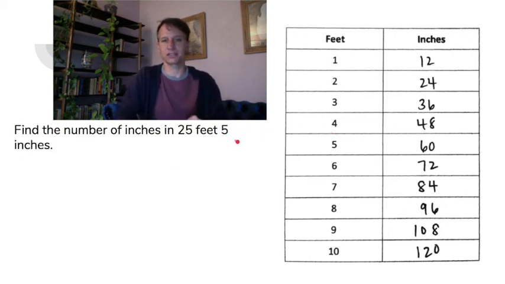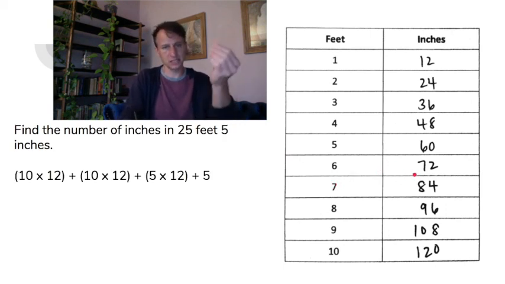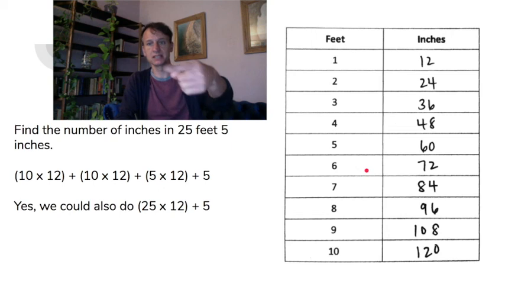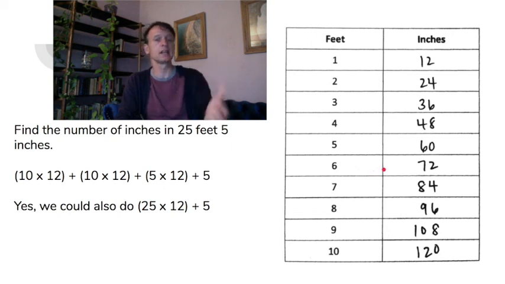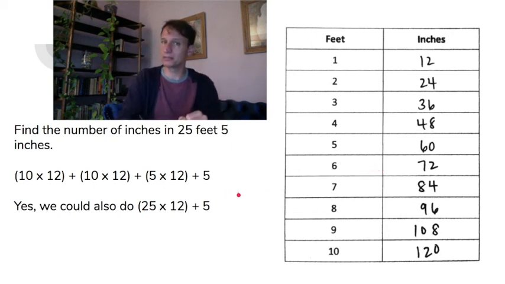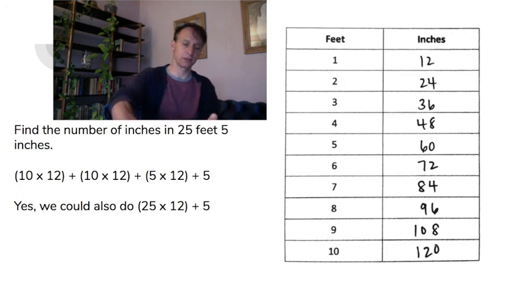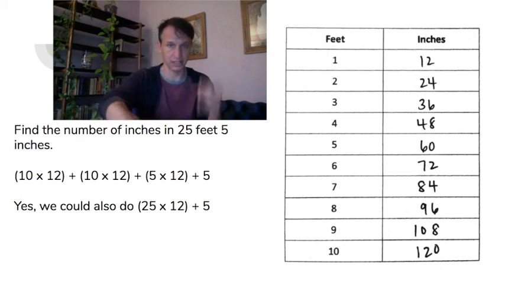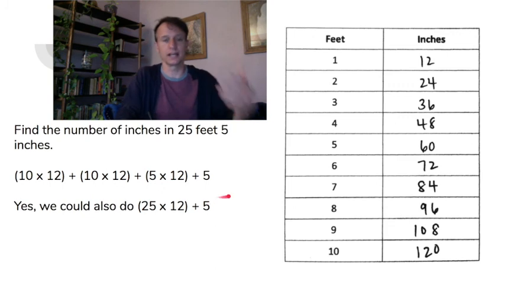25 feet, 5 inches. How many inches is that all together? All right, well, we can break it down. We can decompose the 25 as 10, 10, and 5. So 120, 120, 60, plus 5. You see that? Yes, you can also do 25 times 12. Another way of doing it is you know that 4 25s make 100. And there's 3 4s in 12, so that's 300. 25 times 12 is 300. See, without doing the multiplication, I can just rationalize it there and then add the 5.